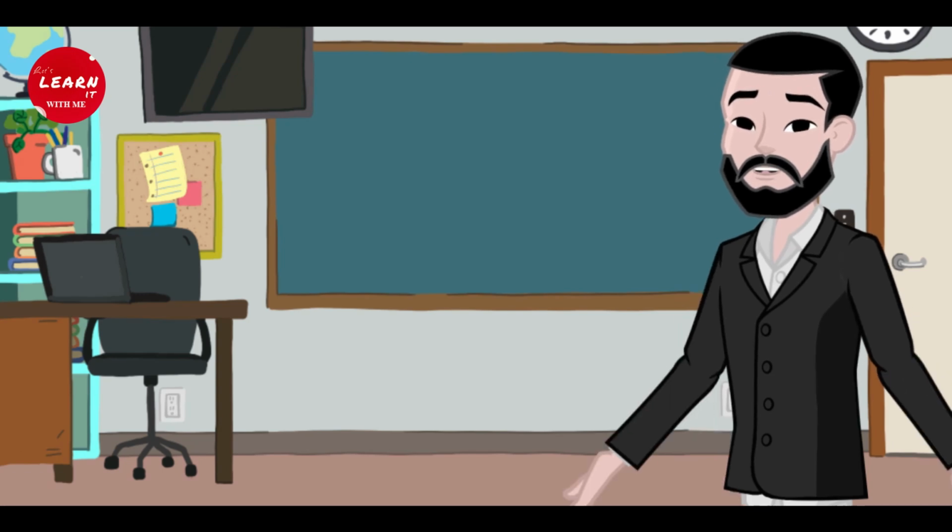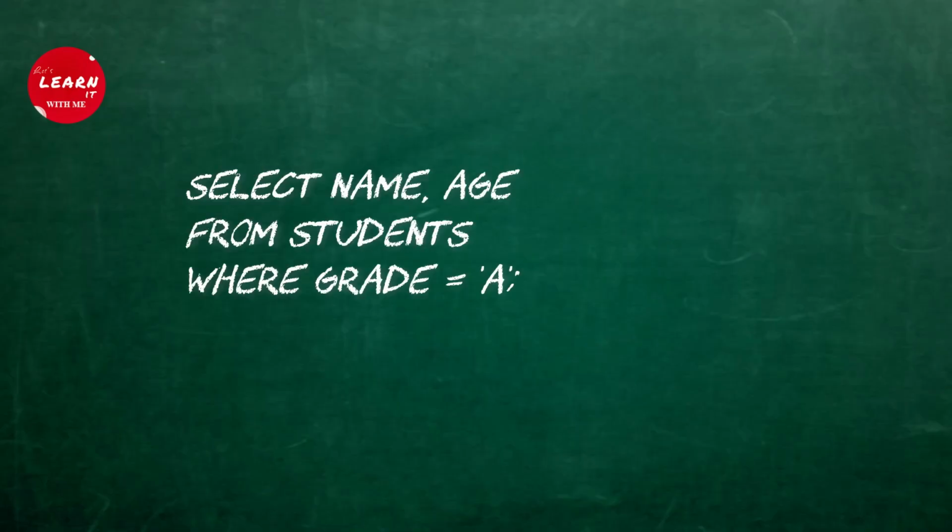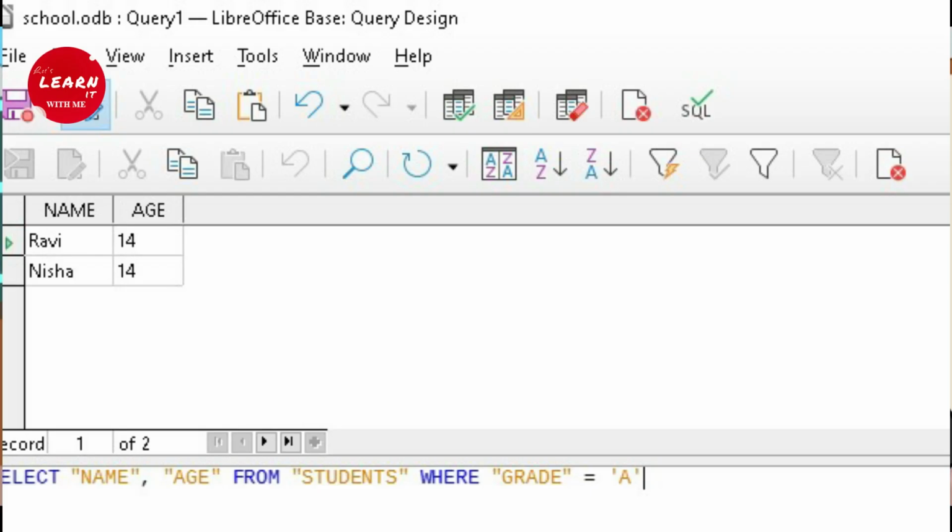Let's see an example for better understanding. Here in the given example, we are selecting name field and age field from the table student. As mentioned above, the where clause is filtering our data according to column grade. Here data is filtered where the grade column will have the value as A.